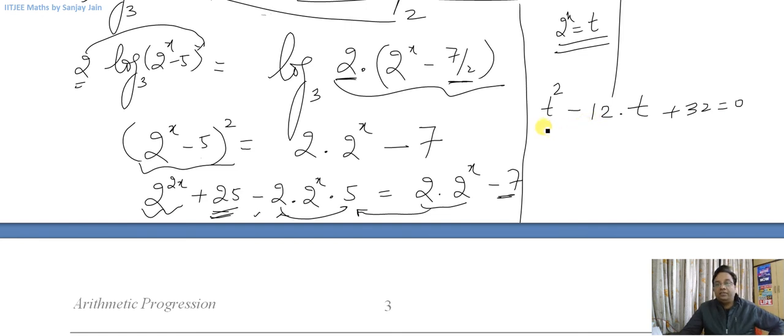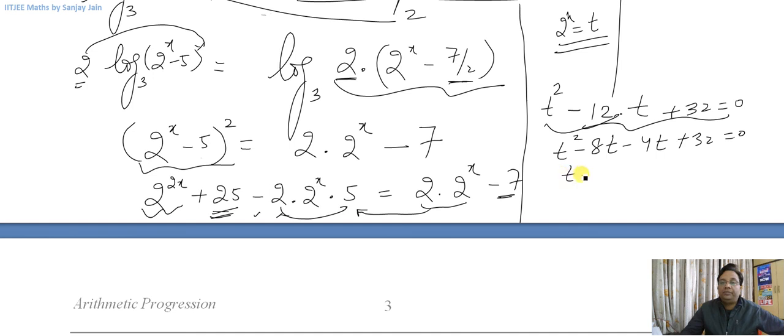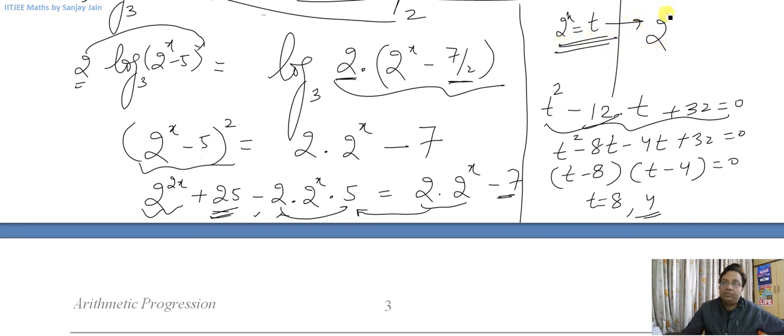So this is a quadratic which we can easily factorize, 8 and 4. So it will be t squared minus 8t minus 4t plus 32 equals 0. So it will be (t minus 8)(t minus 4) equals 0. So t is either 8 or 4. Now if t is 8, then 2 raised to power x is 8, so x will be equal to 3. And if t is 4, then 2 raised to power x is 4, that means x will be equal to 2. So x will be either 2 or 3.